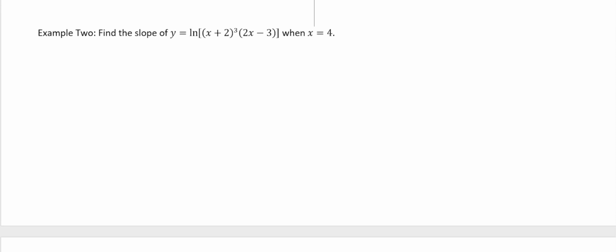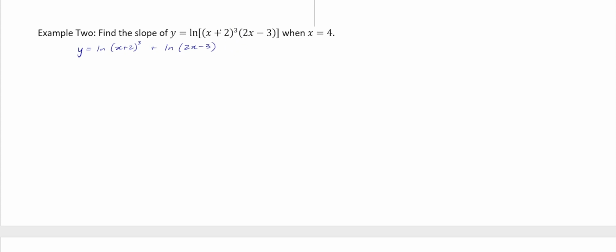The next example looks a little bit more complicated than it really is, because in this example right here, we simply have to use our logarithm laws that we had previously learned. So I'm going to simplify this statement a little bit, and I'm going to say that y is equal to ln (x + 2) all cubed plus the natural logarithm of (2x - 3).